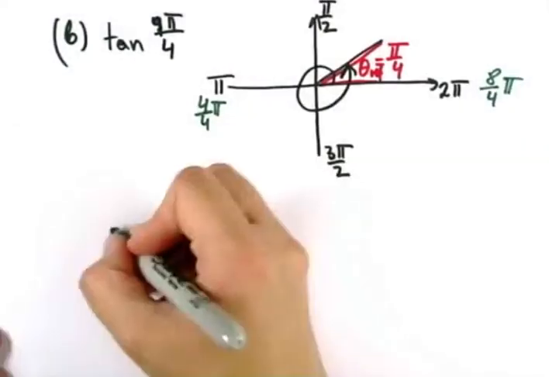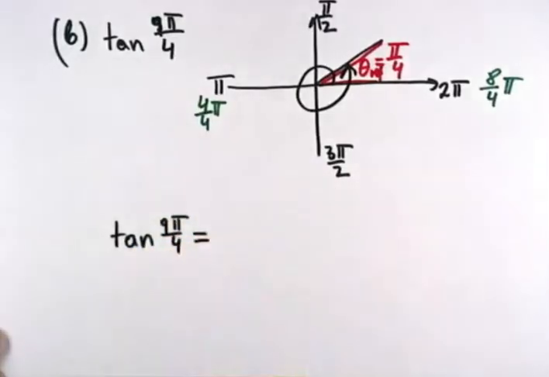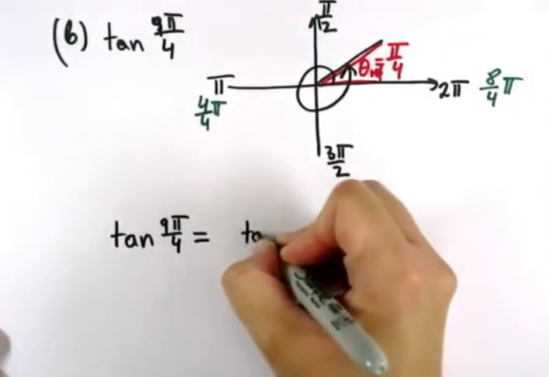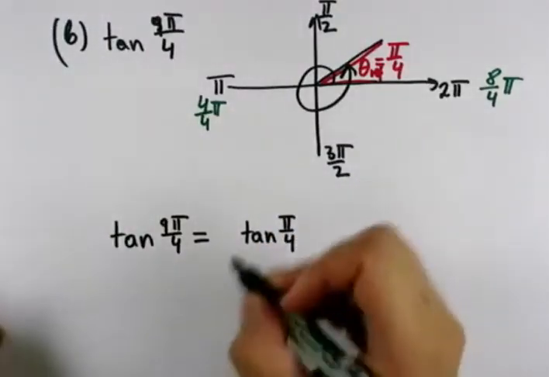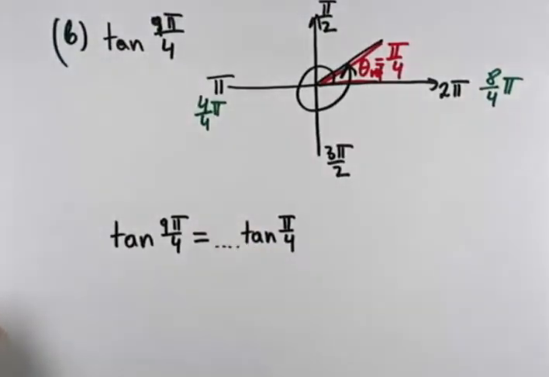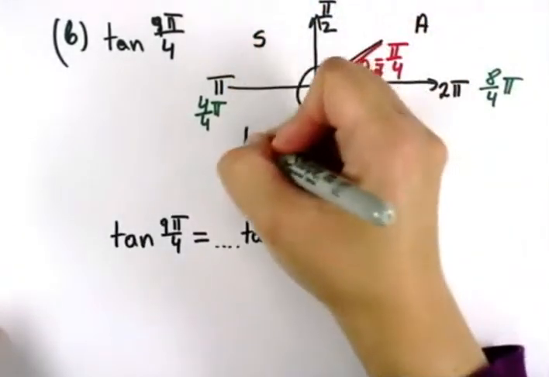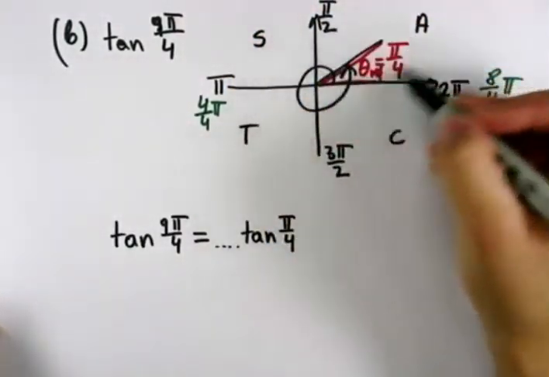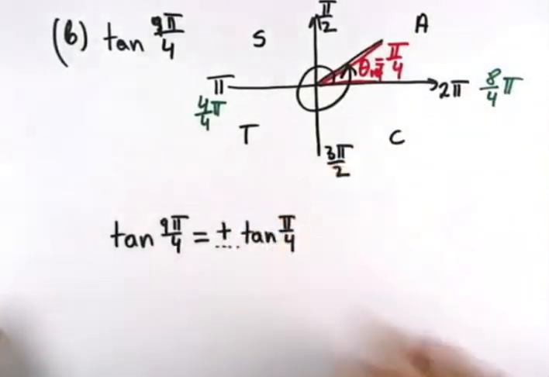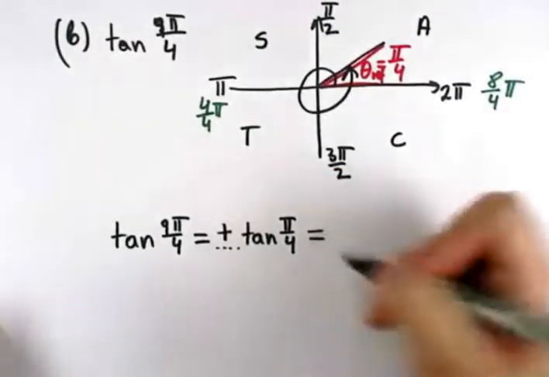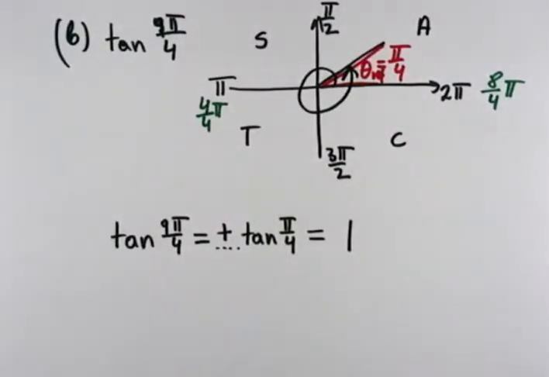So tangent 9 pi over 4 is nothing else but the tangent of the reference angle. So the reference angle is pi over 4, up to the sign, plus or minus, we need to determine the sign. So we start with add sugar to coffee. In this first quadrant, all functions are positive, so this value is positive. So now we are using our little chart. Tangent pi over 4 is 1, so the value is 1.